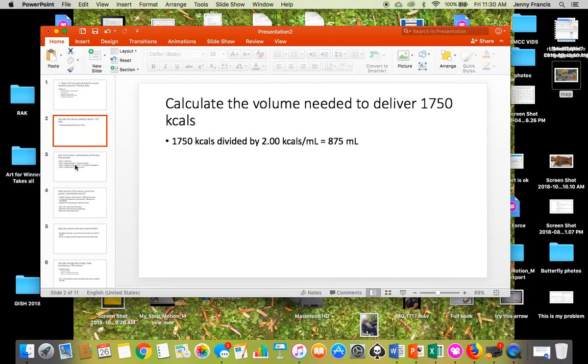Yours may be different, obviously, because you're using a different formula. Like I said, many of them are 1 calorie per milliliter, and then it's just very simple. That's how many milliliters you need is the same as the number of calories. Others are 1.5 or something different. All you need to do is divide the calories by the calories per milliliter, and that will give you the milliliters that you need.